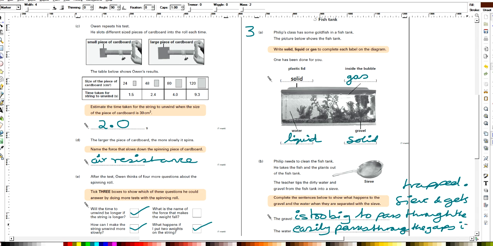That doesn't look like an S. Okay, that one's done. Well, I'll be happy with that. So the water can pass through the gaps in the sieve, whereas the gravel is too big, it gets trapped by the sieve. Okay, lovely. Beautiful. Let's just quickly pause it.